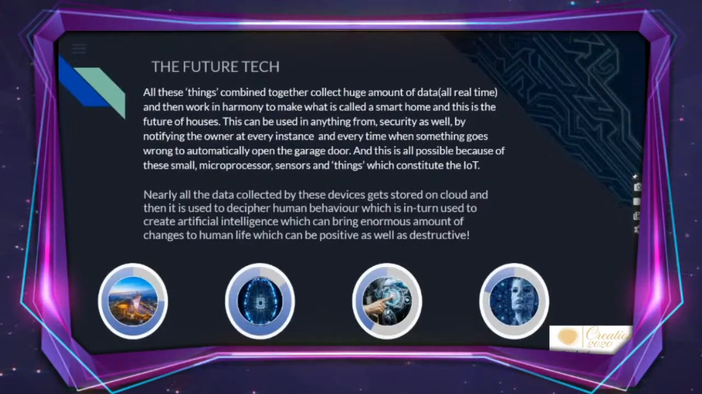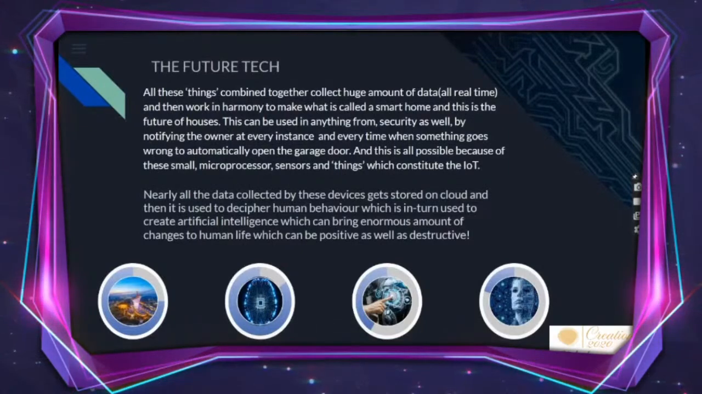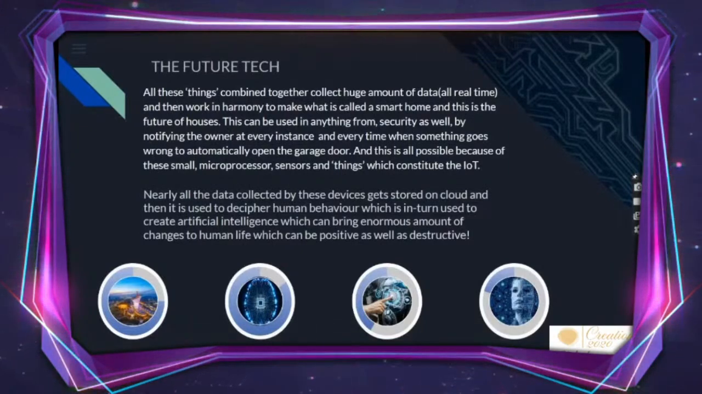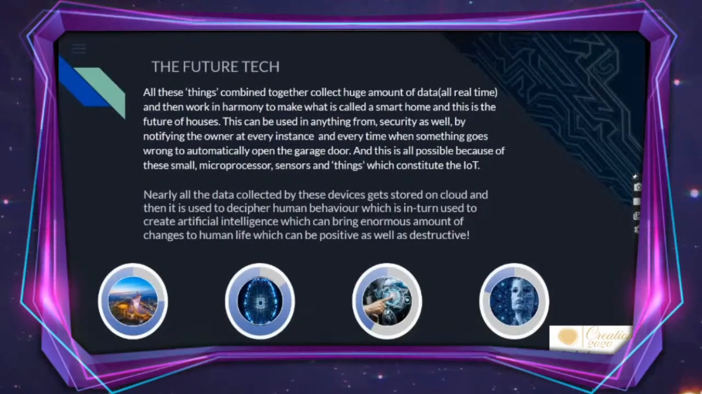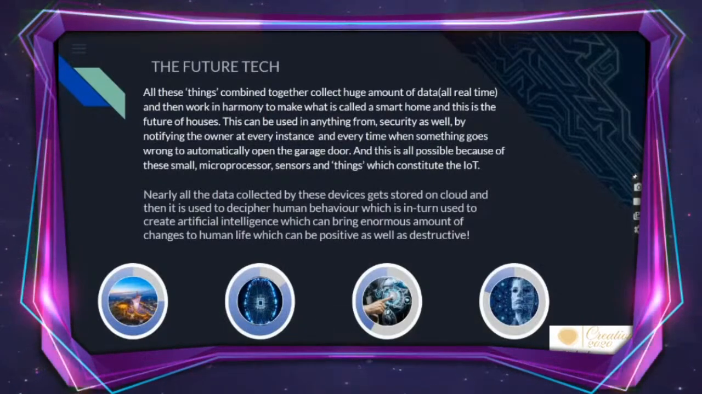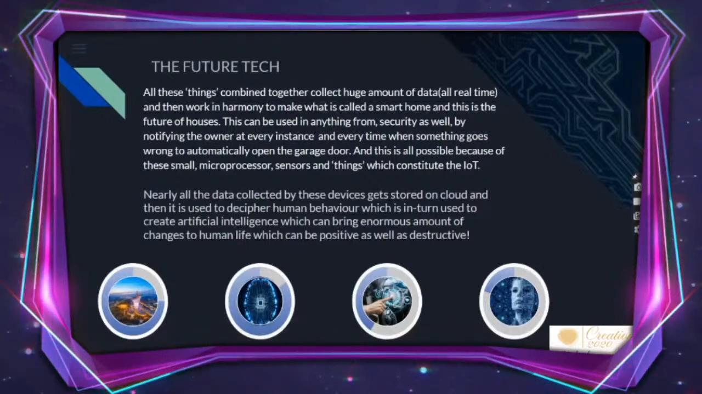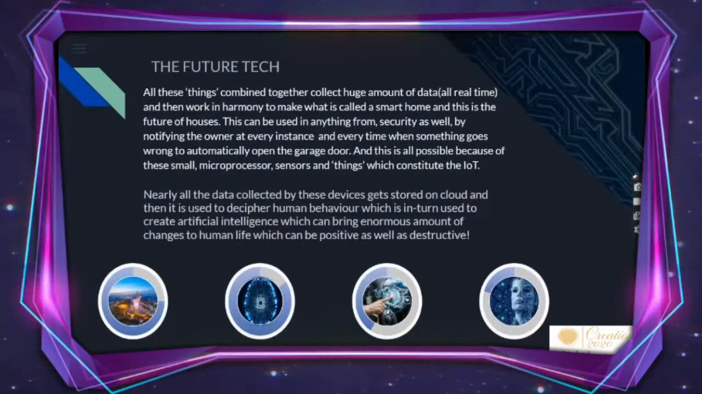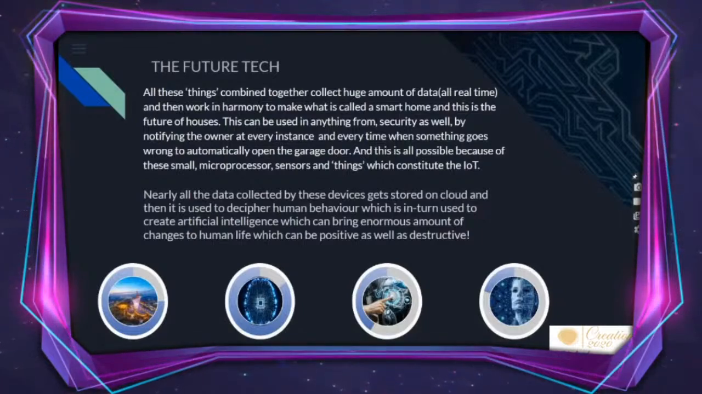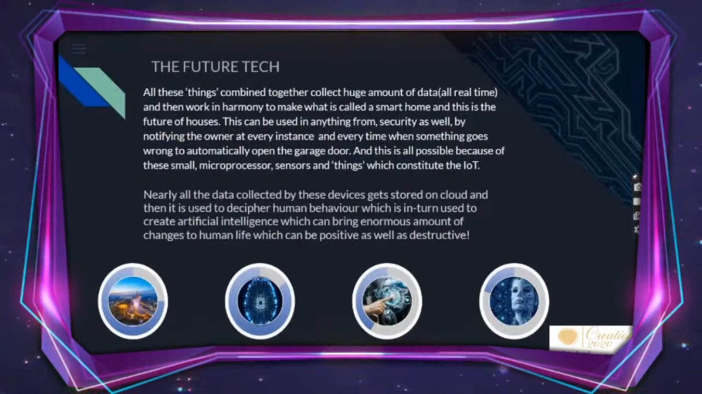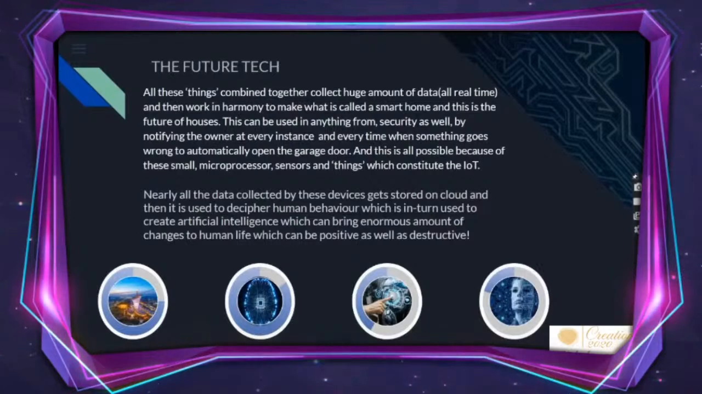Nearly all the data collected by these devices gets stored on the cloud, and then this data is used to decipher human behavior, which is in turn given to the artificial intelligence that makes itself better in every possible way. So this Internet of Things can bring changes to human life which are positive as well as destructive.